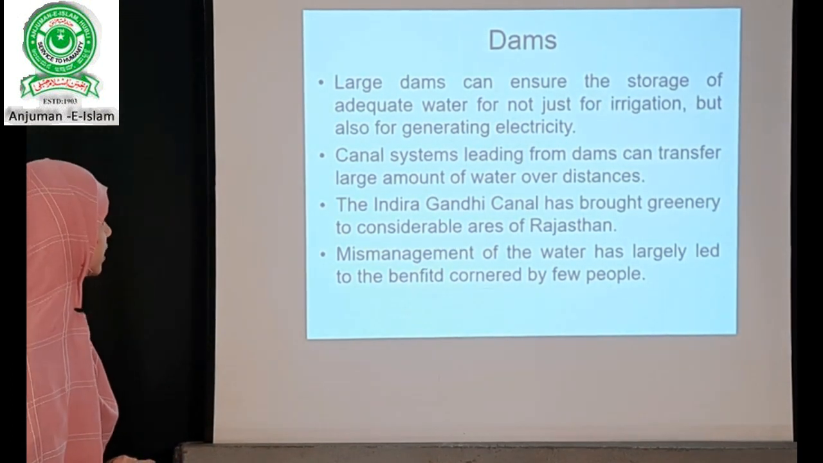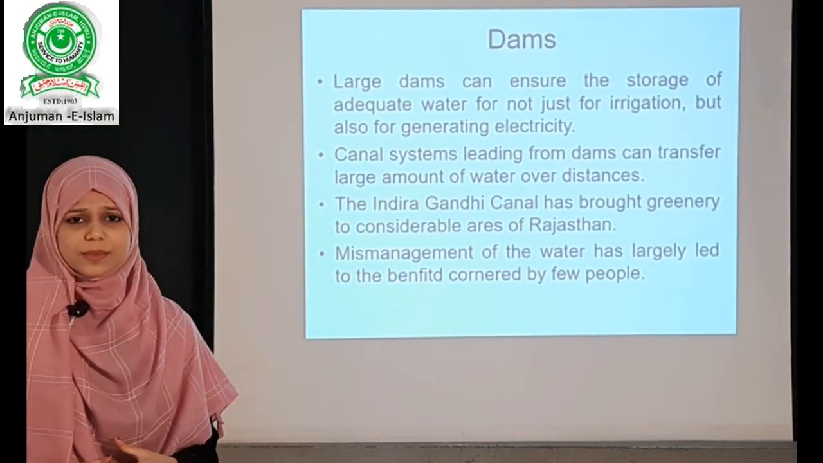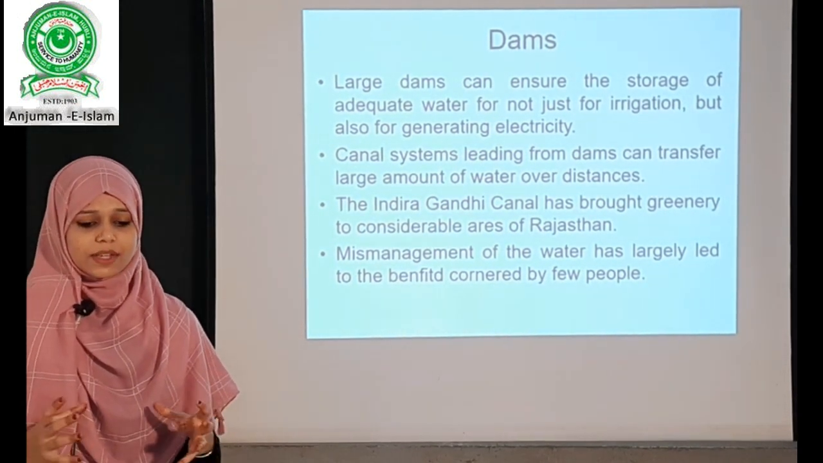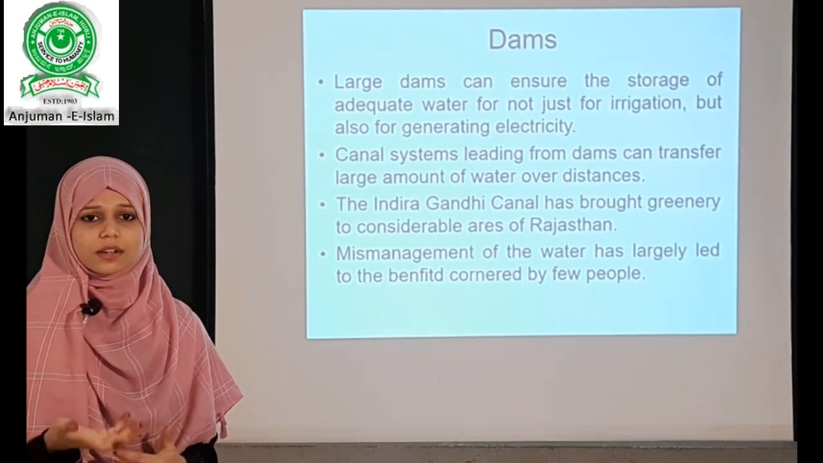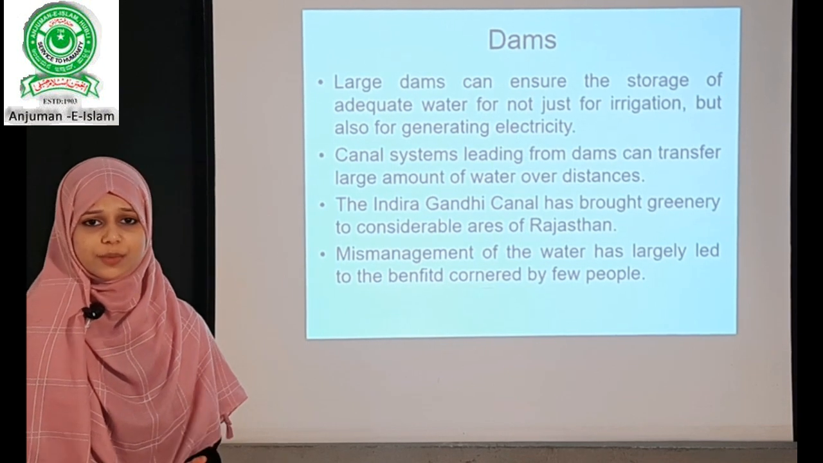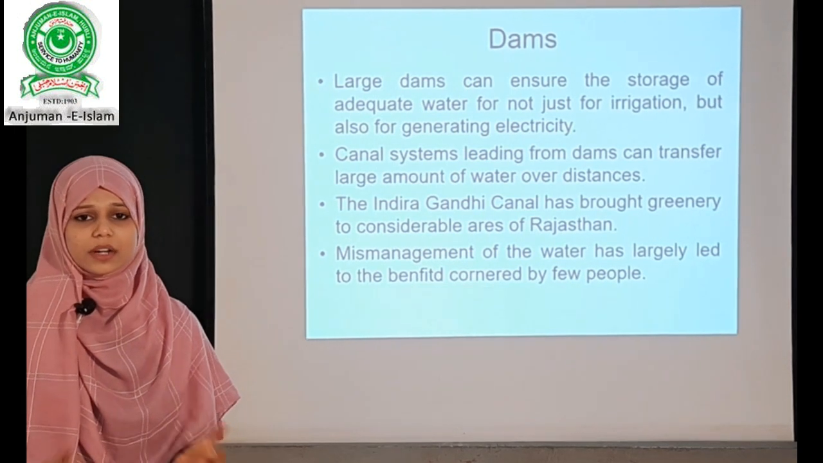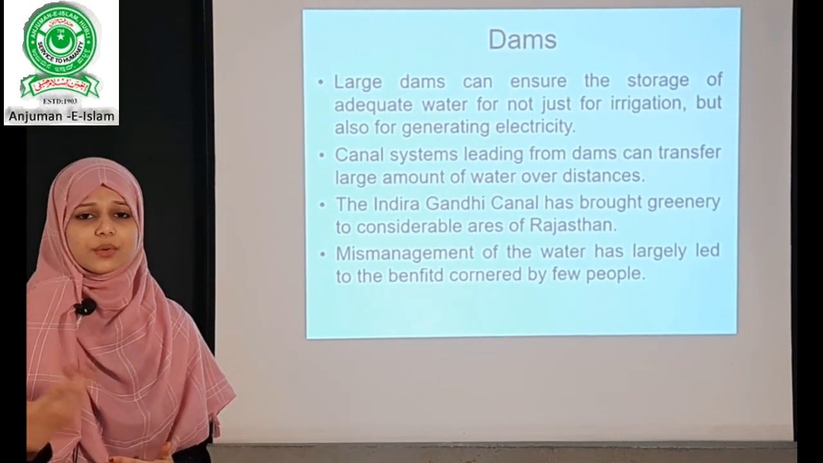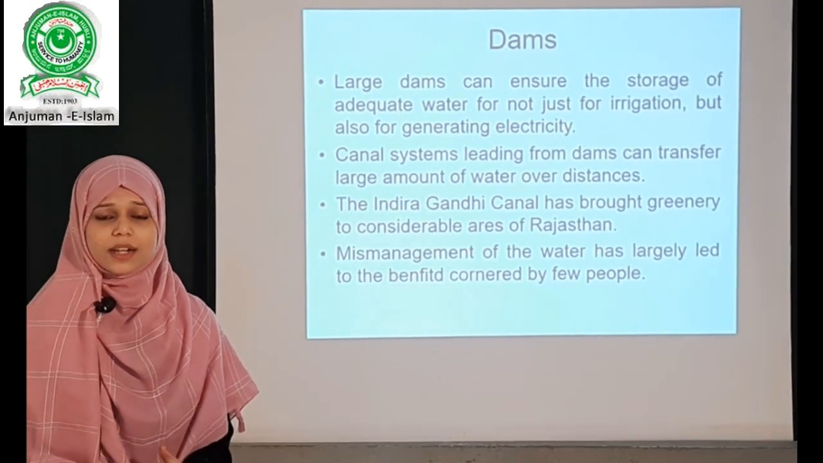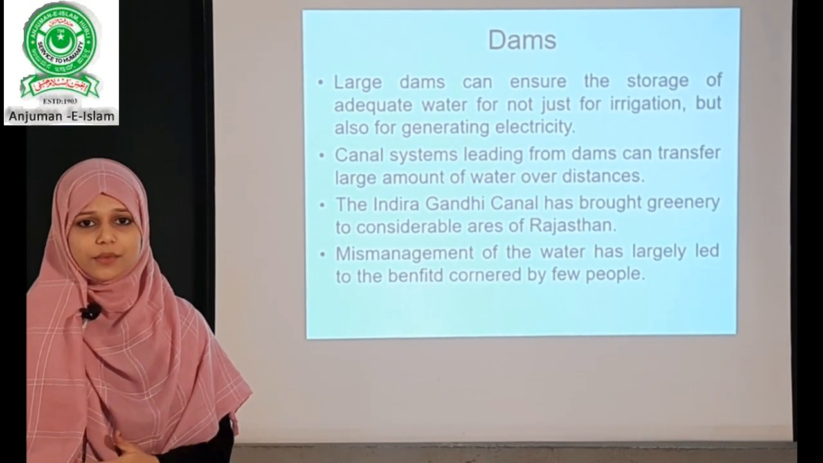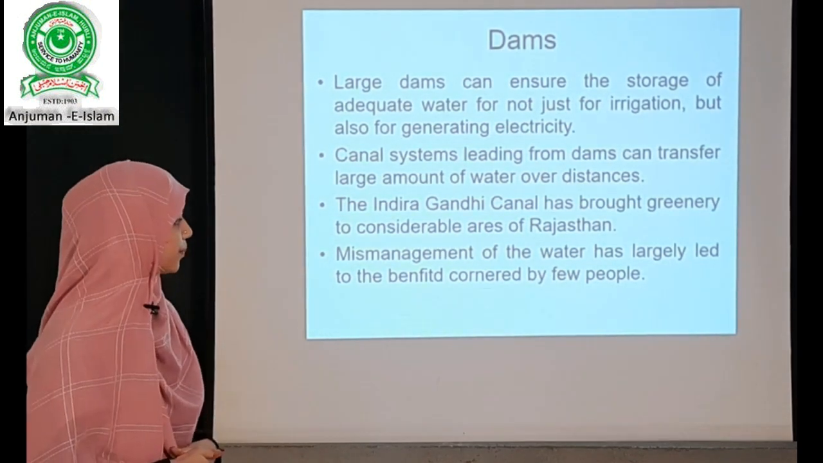Mismanagement of the water has largely led to the benefits being cornered by a few people. So mismanagement is when sometimes the government asks the village people to build a dam, right? They take the area from the people, they build a dam, but the people do not get anything out of it. Okay, there were some promises made by the government that they will be giving some area in some other village or something, but they will not be benefited by that. So that is nothing but the mismanagement.